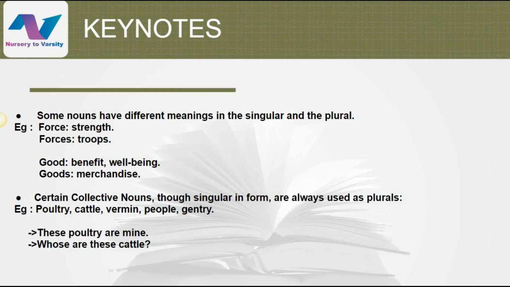And the last keynote we have for the topic is: certain collective nouns, though singular in form, are always used as plural, like poultry, cattle, vermin, people, gentry, and so on. For example, these poultry are mine. These words seem quite singular but are used as plural. The reason is that they already consist of a number of entities. Whose are these cattle? So these are the examples of collective nouns having the essence of singular but used as plural.